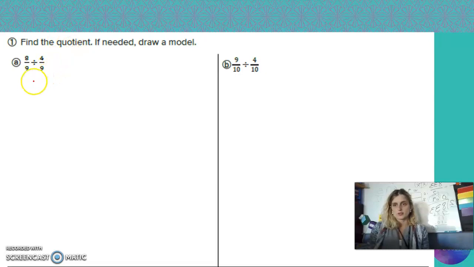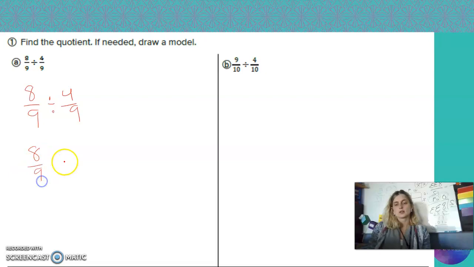So here we have, no, not 8/4, 8/9 divided by 4/9. When we have two fractions, we keep our first fraction the same. We change it to a multiplying problem, and we can multiply by the reciprocal, which is 9/4. 8 times 9 is 72. 9 times 4 is 36.